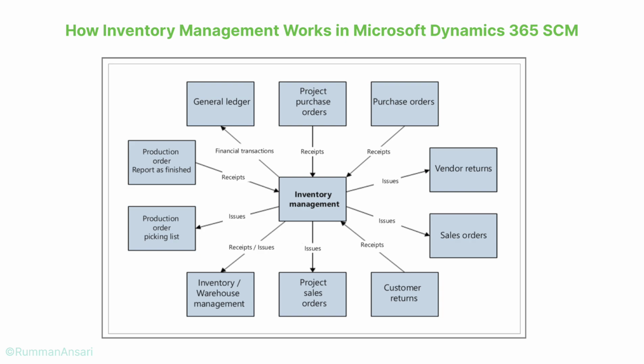In the right side top corner, you can see there is a box which is connected to inventory management, that is the purchase orders, and there is an arrow. Inside this arrow you can see the text receipts. So what does this receipt actually mean? The purchase orders represent the incoming inventory received from the external supplier. When goods are delivered, they are recorded in inventory management as receipts, increasing the available stock.